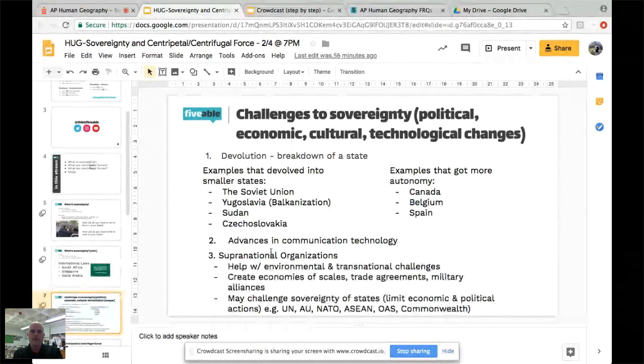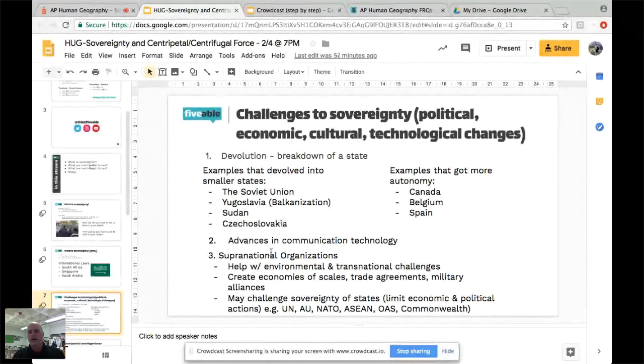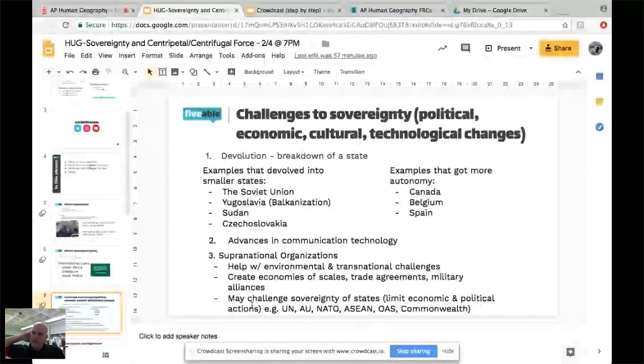Again, a big part of the European Union is trading with all these countries, free trading. But a lot of people in the United Kingdom that voted for Brexit to leave the European Union did so because they felt like, why should the economic downturn in Greece affect the economy of the United Kingdom? So it can challenge the sovereignty of states, because it can limit the economic and political action. So as opposed to specifically looking at the country or the state, you have more states that you have to think of, again, like with the European Union.